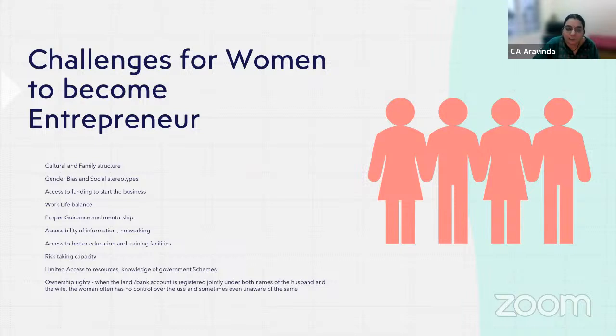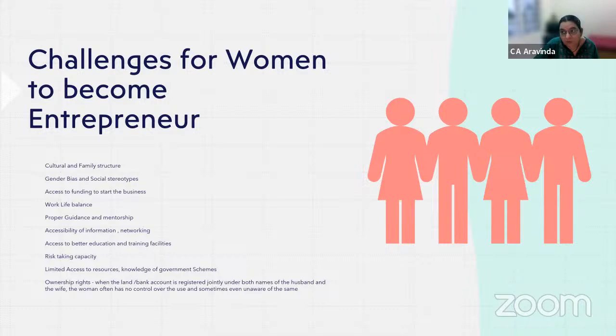Proper guidance and mentorship can happen, as discussed, through the CSR activities or the government training institutes; we have to get the training. We now have facilities for training both online and offline, which can help them learn from their own place itself. As we discussed, the risk-taking capacity of women is more compared to men, and we have to prove it to our family.